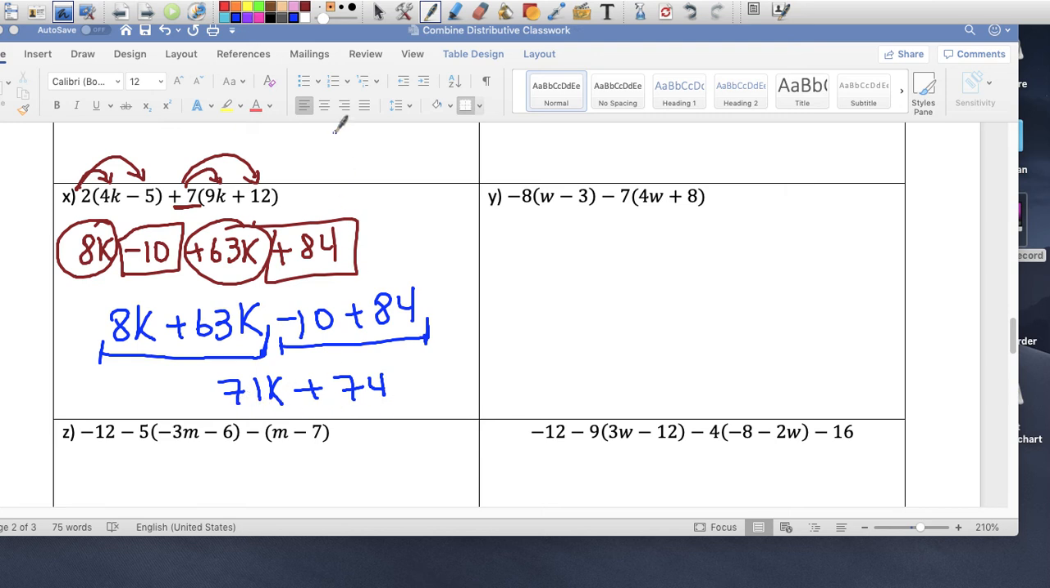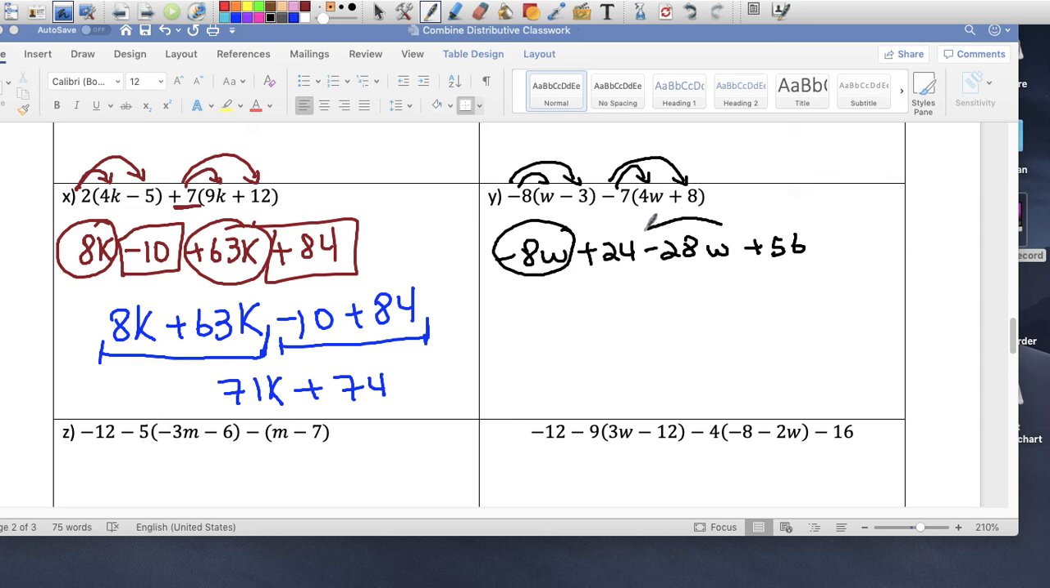And these two I cannot combine. Negative 8 and w is negative 8w. Negative 8 and negative 3 is positive 24. Negative 7 and 4 is negative 28w. And negative 8 with positive 8 is plus 56. For my like terms, let me move things around. And minus 28w, and these two are like terms. So, move my like terms next to each other.